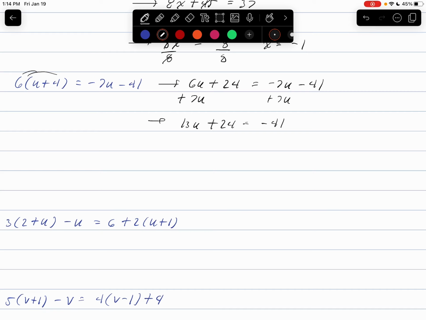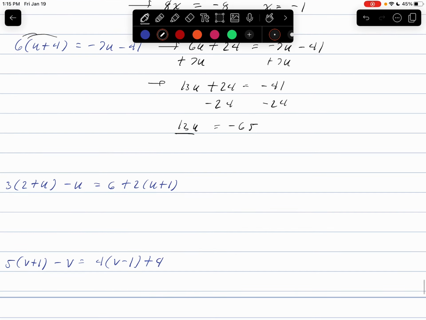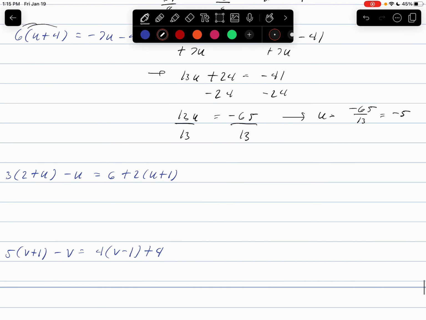Okay, so remember, our goal here is to get the u all by itself. So we are going to go ahead and take 24 away from both sides. That's going to give us 13u is equal to negative 65. And if we divide both sides by 13, we'll get u is equal to negative 65 over 13, which divides cleanly, and we just get negative 5. So not too bad.